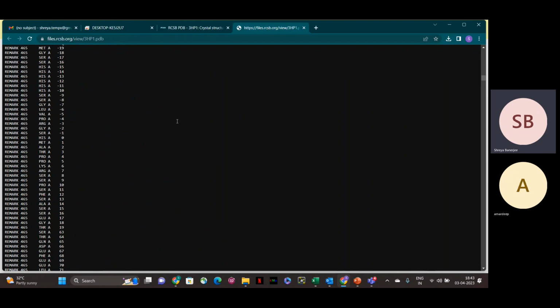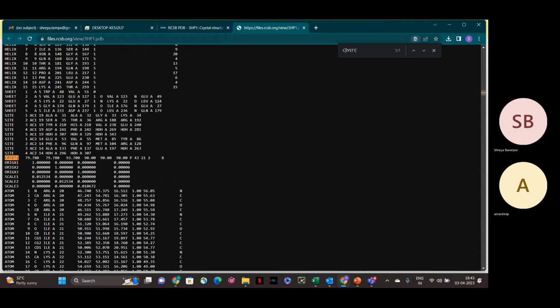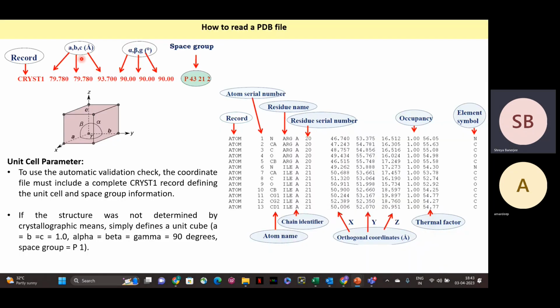Wherever this is written, CRYST1, that is the details of the crystal structure. So if you look back, this is the unit cell of the crystal structure. The crystal structure has 6 unit cell parameters: a, b, and c, which are the lengths of the unit cell in the X, Y, and Z directions, and alpha, beta, and gamma, which are the angles. So these 6 parameters will be mentioned, and the space group will also be mentioned.